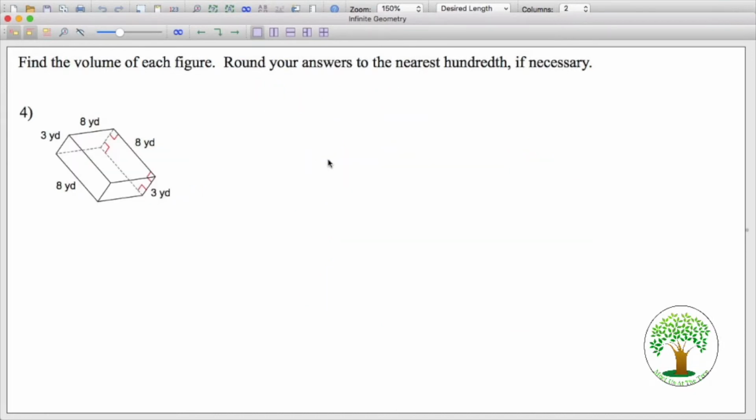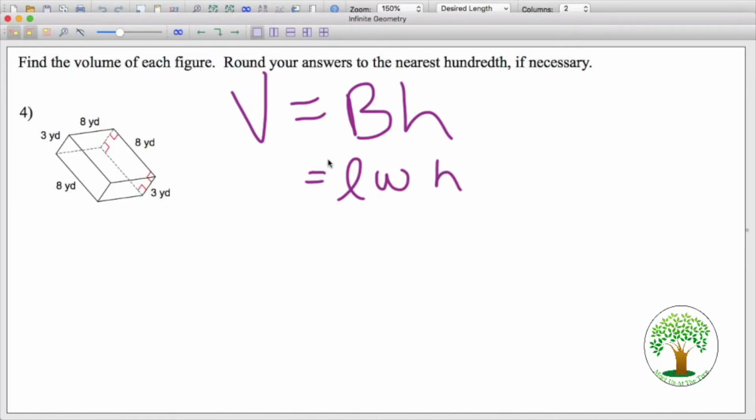All right, number 4. This is what kind of prism? Rectangular prism. We go the area of the base times the height. How do I find the area of that base? Length times width, or base times height. Length times width times height is basically it. Since they're all multiplied together, and multiplication is commutative, meaning I could do it in any order I wanted, it wouldn't matter which one you call the 3, the 8, and the 3.